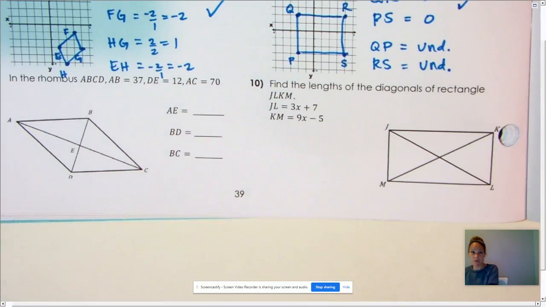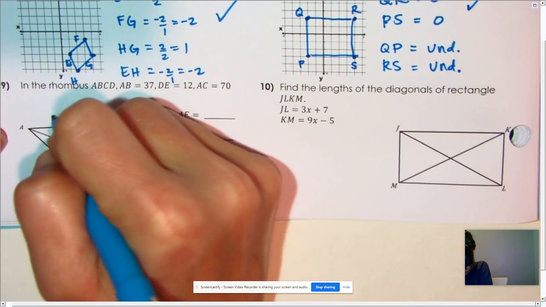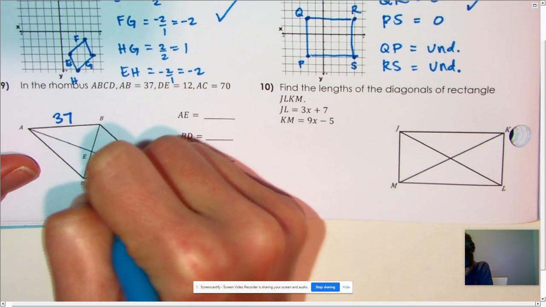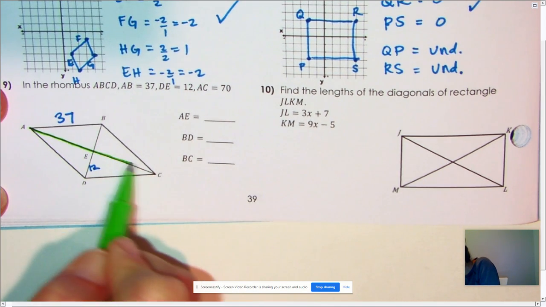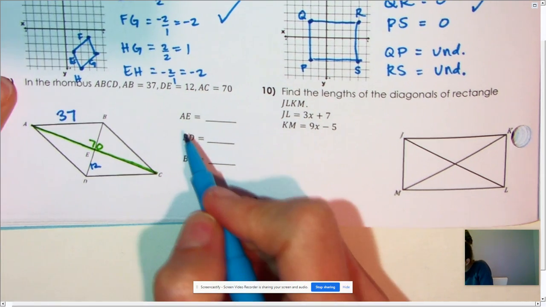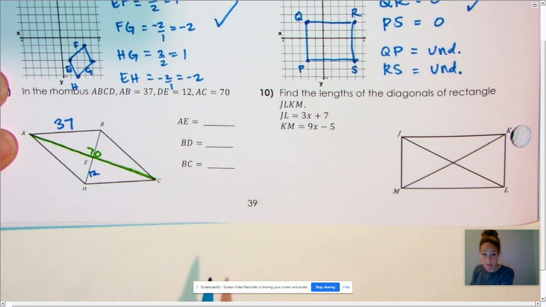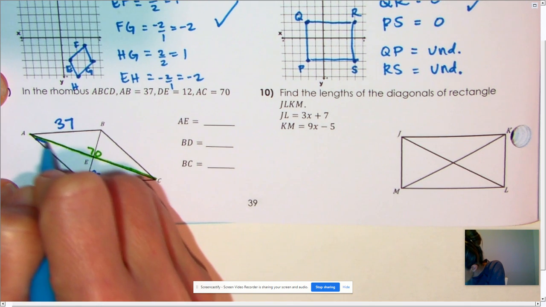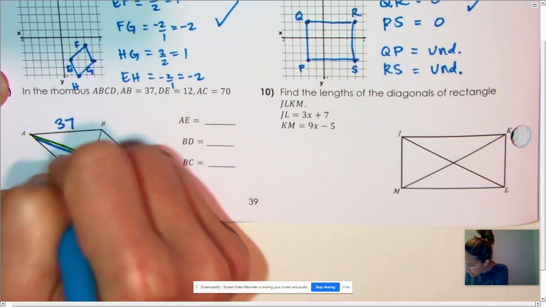All right, question number 9, in the rhombus, we know that AB is 37, DE is 12, and then AC, this whole thing right here, I'm just going to draw the whole thing on there, that is equal to 70. Okay, so now the question is, what does AE equal? Well, if the whole diagonal is 70, and I know that diagonals bisect each other, and I just want to find from A to E, then I would just take half of 70. So I know that that's 35.